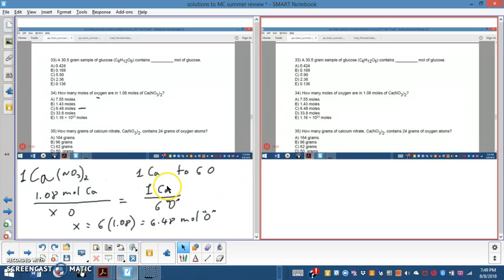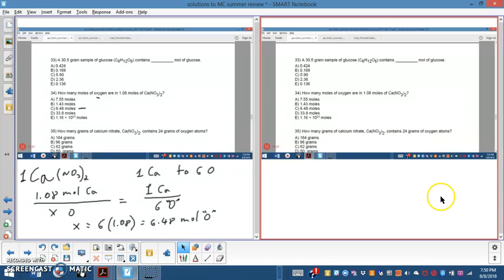So if that's the ratio, 1 calcium to 6 oxygens, since the ratio has to be maintained, how much oxygen do you need in order to maintain the ratio with 1.08 moles of calcium instead? Basically, that's just the ratio that you put in place. You just cross multiply and you find out that you need 6.48 moles of oxygen. So your answer C is the right answer.